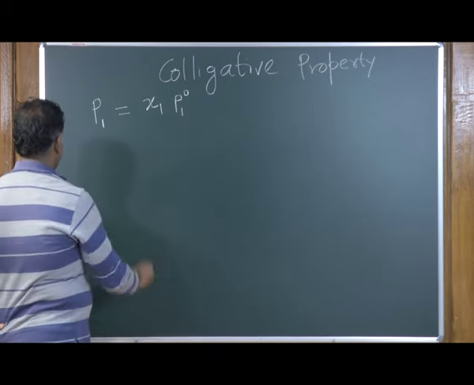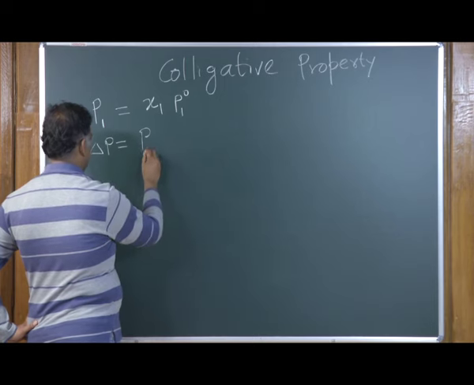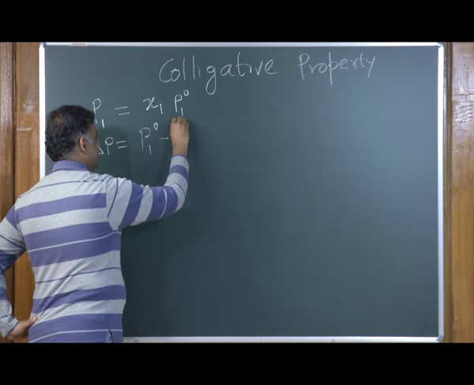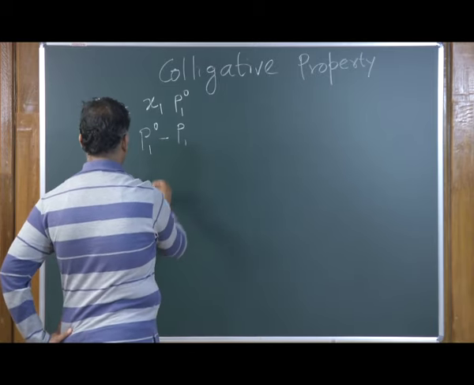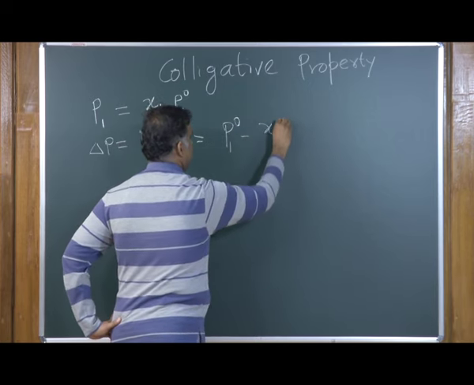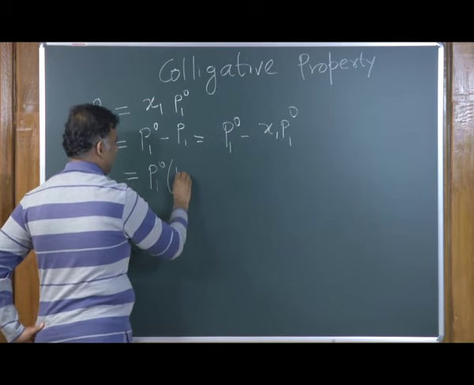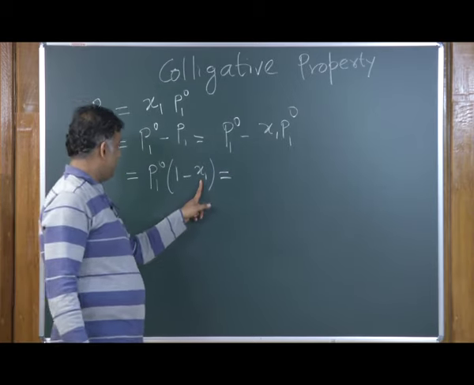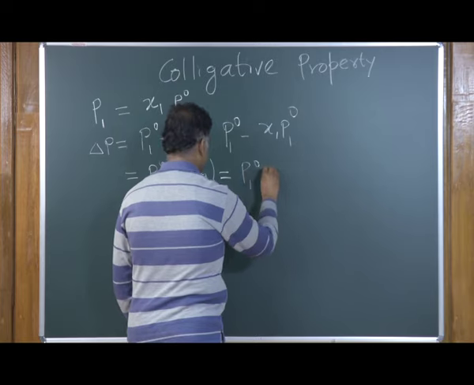Of course, the change in vapor pressure can be written as vapor pressure of pure solvent minus vapor pressure of solvent in solution, and replacing P1 from here, we are going to get P1⁰ minus x1 P1⁰, which is equal to P1⁰ (1 minus x1), and we know this x1 is the mole fraction of solvent. So, 1 minus x1 is the mole fraction of solute. So, we get P1⁰ x2.